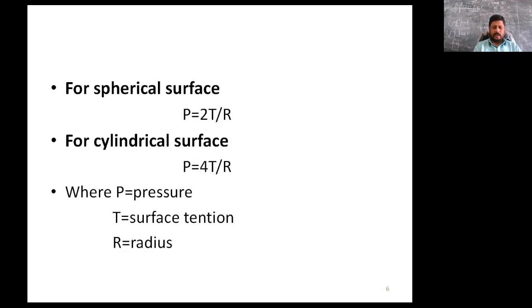So from this equation, we can calculate the pressure for the spherical and cylindrical surfaces. In case of a spherical surface, P is given by 2T divided by R. For a cylindrical surface, it is given by P equals 4T divided by R, where P is the excess of pressure in the curved surface, T is the surface tension, and R is the radius of the surface.